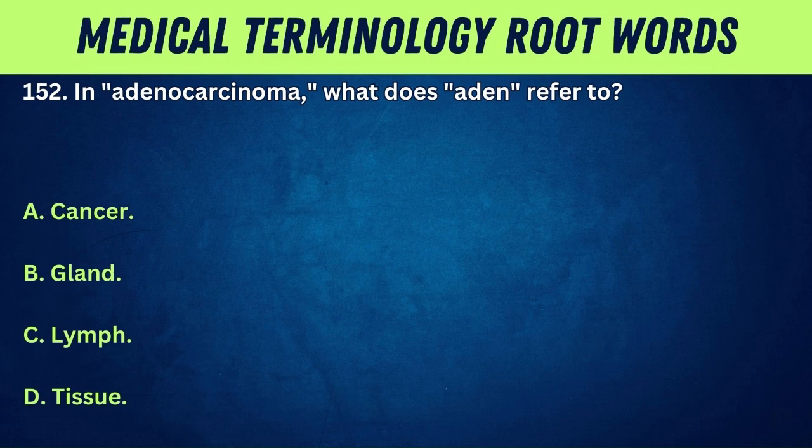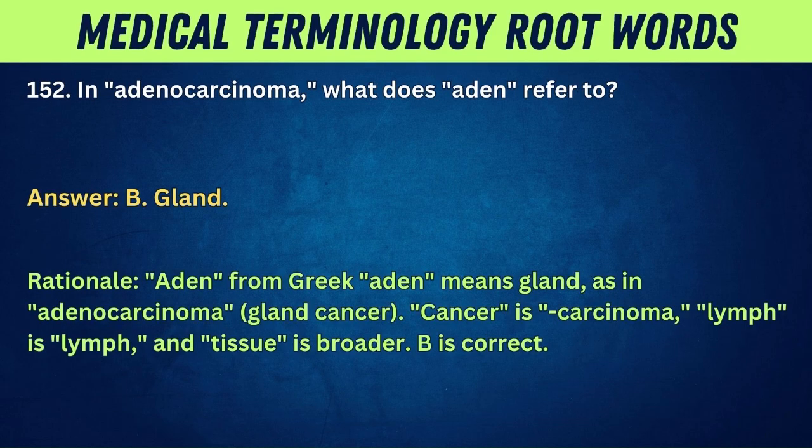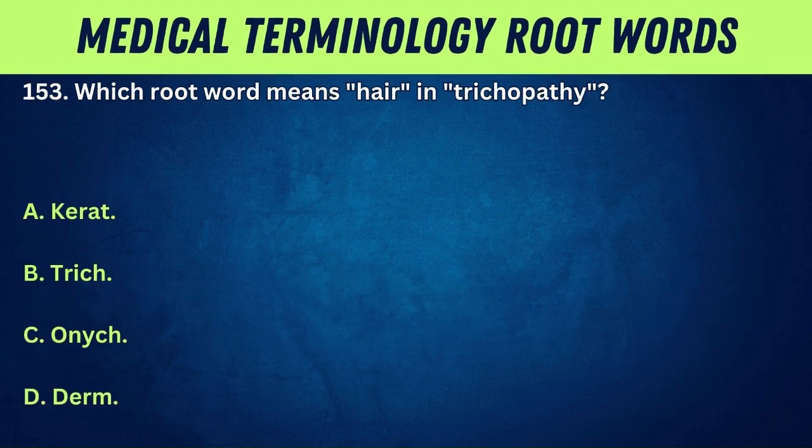A. Cancer. B. Gland. C. Lymph. D. Tissue. Answer: B. Gland. Rationale: aden from Greek means gland, as in adenocarcinoma, gland cancer. Cancer is carcinoma, lymph is lymph, and tissue is broader. B is correct. 153. Which root word means hair in trichopathy?